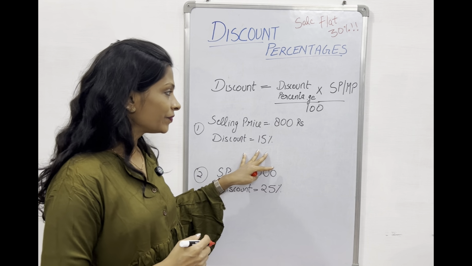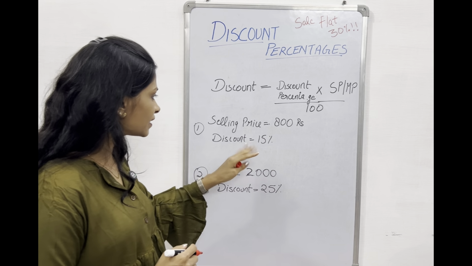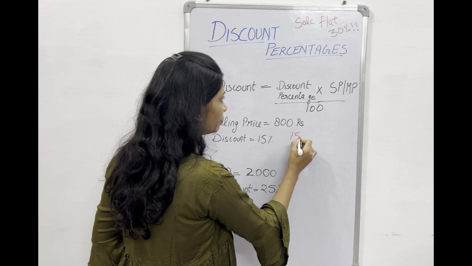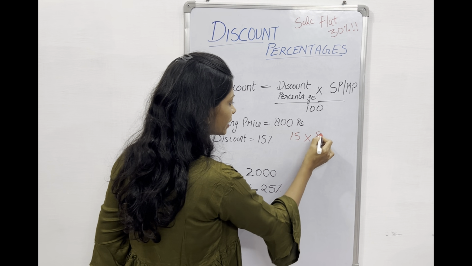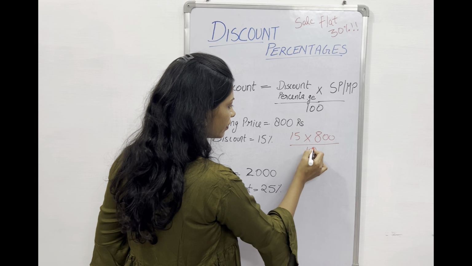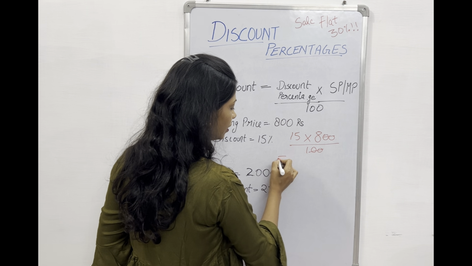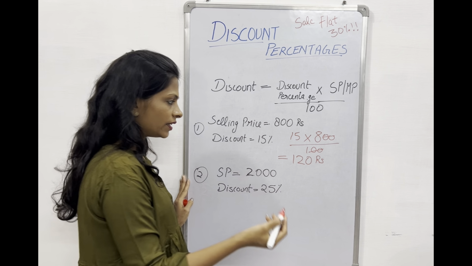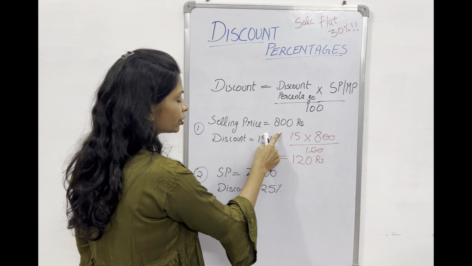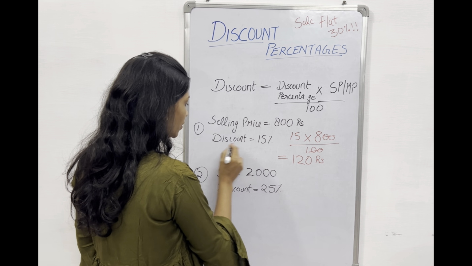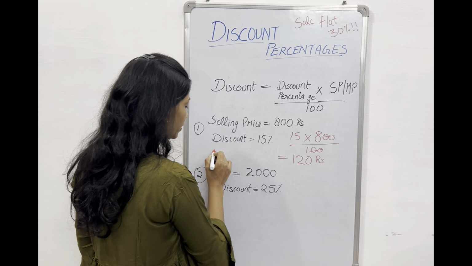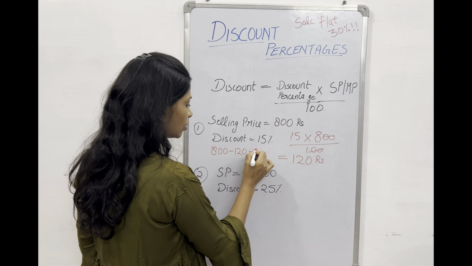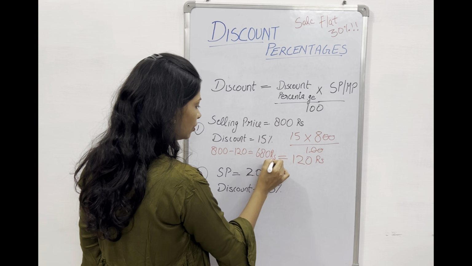The first example: here the selling price is 800 rupees and the discount is 15%. Let's apply these values in the formula. Discount is 15% times the selling price, which is 800, divided by 100. So zeros and zeros get cancelled. 15 times 8 is 120. If I have to find out the amount at which the t-shirt or any of this item was sold, the selling price will become 800 minus 120. So it will be 680 rupees.